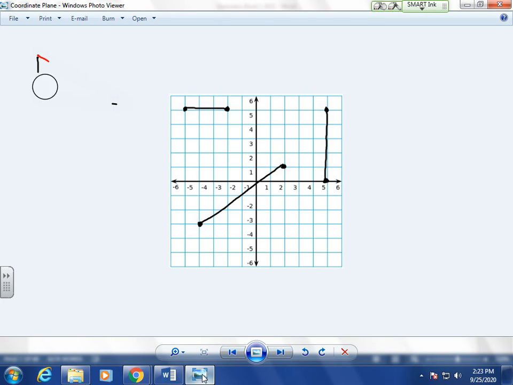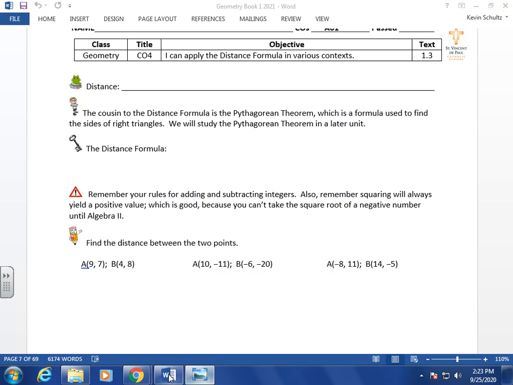So instead, we have what's called the distance formula. And you know that this is going to be a good formula when I start drawing it like this. Look at that root sign, huh? This is going to be fun, okay?